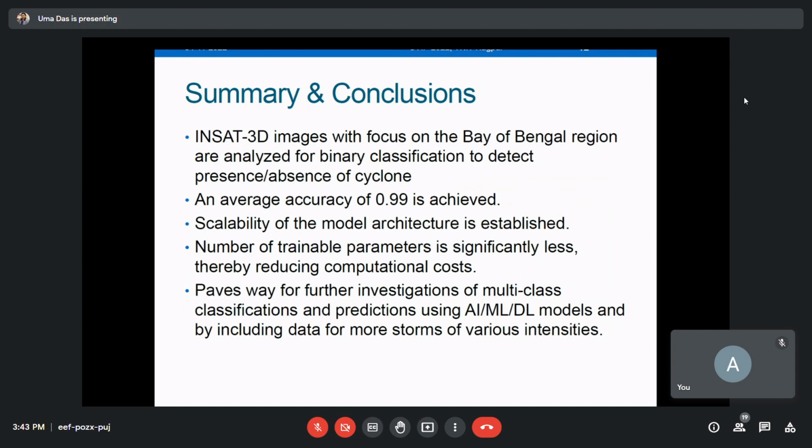In one case, when we used only one single band for a single storm, the number of images was only 200. But when we merged all the storms and all the bands, the number of images was 6,000. So still the model was working really well. So scalability is established. The number of trainable parameters is less, therefore reducing the computational costs. And all this paves way for further investigations of multi-class classifications and predictions using AI, ML, and DL models. In future, we are not just going to use these four, but we are going to include more storms also. So that's the future plan.